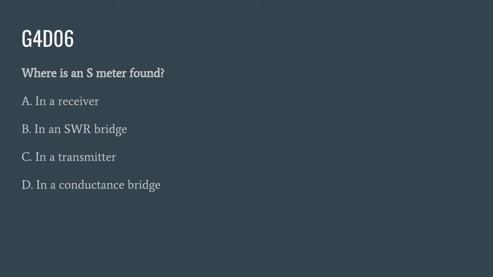G4D06. Where is an S meter found? A. In a receiver. B. In an SWR bridge. C. In a transmitter. Or D. In a conductance bridge. Correct answer is A. In a receiver.